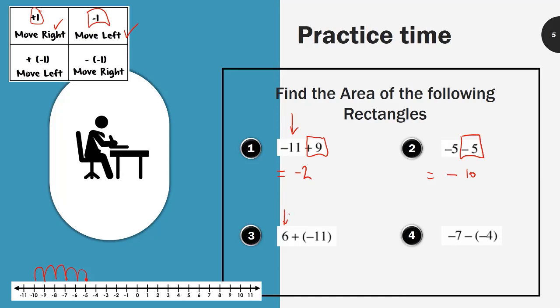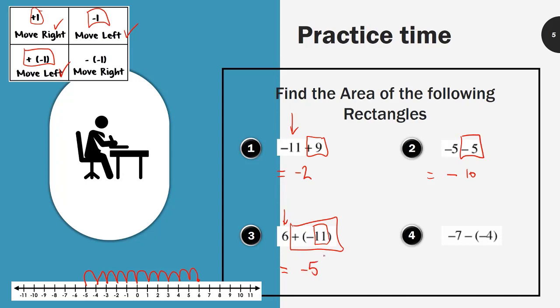The next one here, I'm starting at 6. Okay, I'm starting at 6 and I'm adding a negative. So when I add a negative, I've got to move left on the number line. So I'm going to move left by 11 positions. So here we go. 1, 2, 3, 4, 5, 6, 7, 8, 9, 10, 11. So I'm going to end at -5.